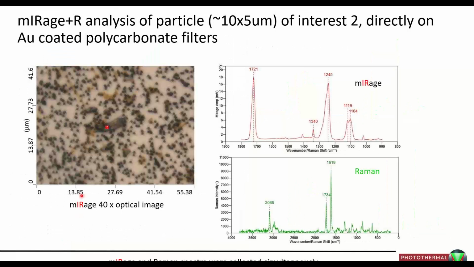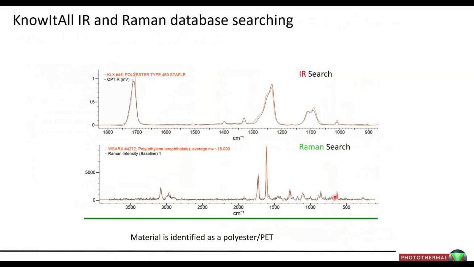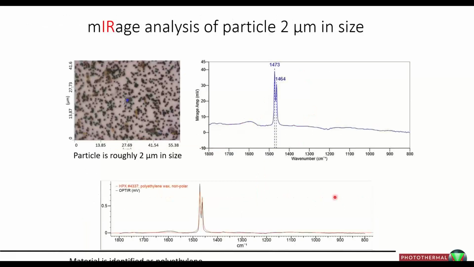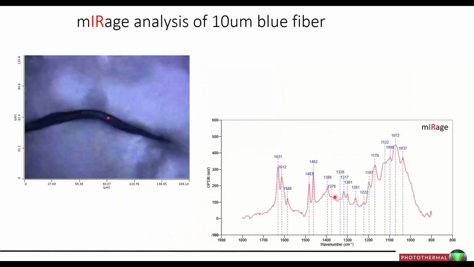Some real-world examples of microplastics on gold-coated polycarbonate filters: infrared spectrum, simultaneous Raman spectrum. If you search that against a library database, and we've got exports directly from our software into the Wiley KnowItAll databases. This is a screen capture from their software, so it's rather a seamless process, and you can see the infrared and Raman are a great match. So that's clearly high confidence PET. This is a polyethylene match.